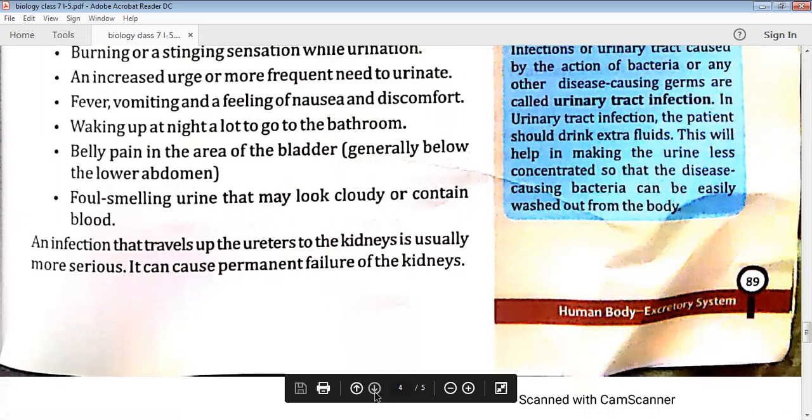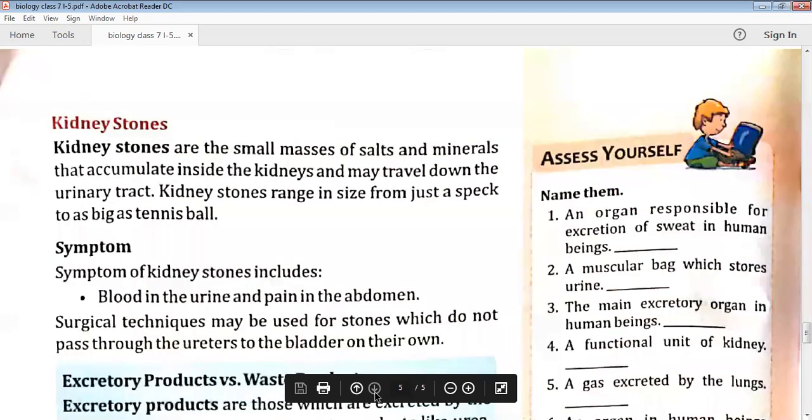So UTI is a common infection, and if not controlled on time, it starts from the urinary bladder, but it can go to the ureters, it can even go to the kidney, and then it becomes difficult to control, and also a severe situation. So if in the beginning itself UTI can be controlled, then it is good. Now next is kidney stone.